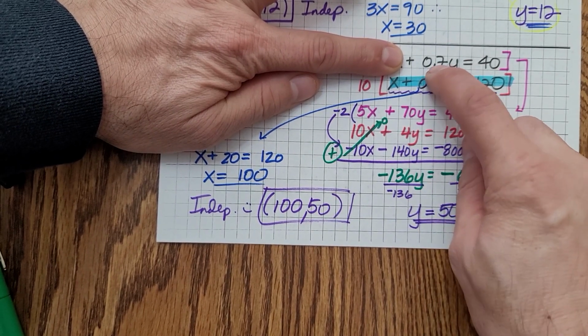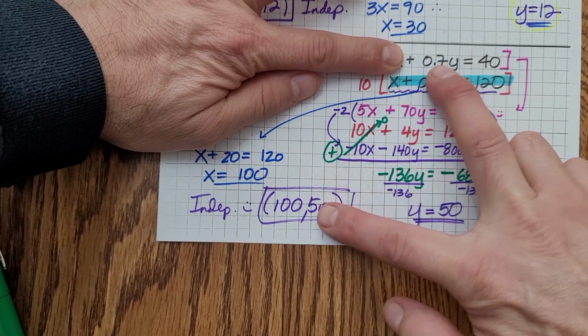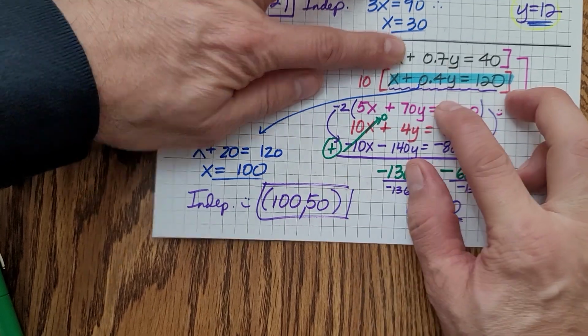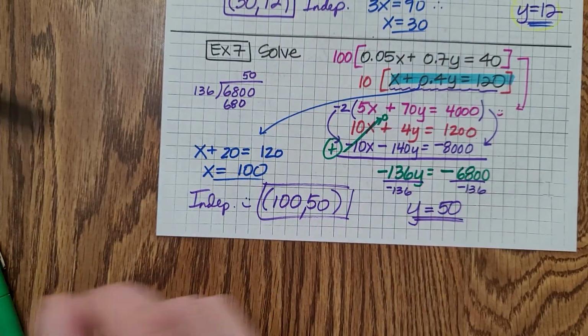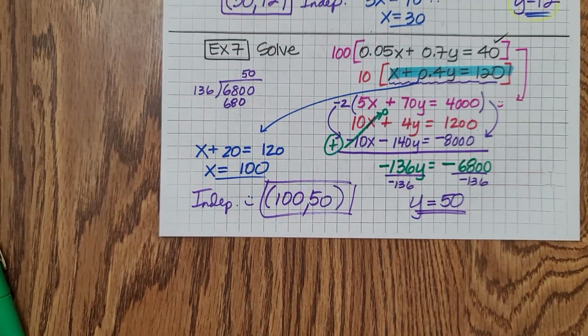And for y, what's 0.7 times 50? It's the same thing as 7 times 5. 7 times 5 is 35. What's 5 plus 35? It equals 40. Get it? Got it good?